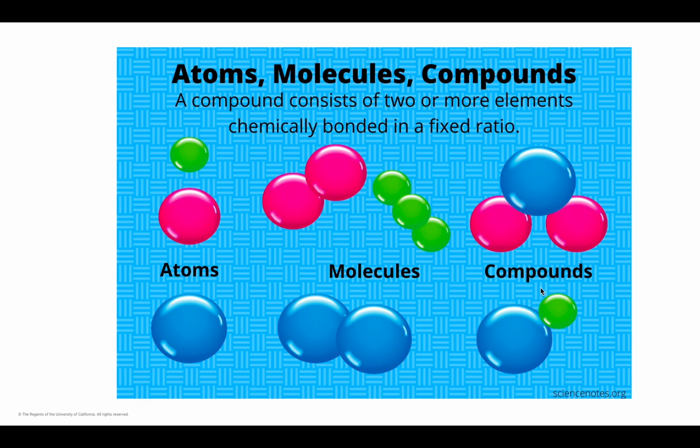Then we have this third word. This is called a compound. A compound consists of 2 or more elements. So this is the same element chemically combined. A compound is 2 different elements chemically combined, 2 or more. So this would be like if we had H2O, hydrogen and 2 oxygens, or this is NaCl, so sodium and chlorine. That's a compound. So these are words that we're going to be using quite a lot. Make sure that you know the difference. Atoms, molecules, compounds.